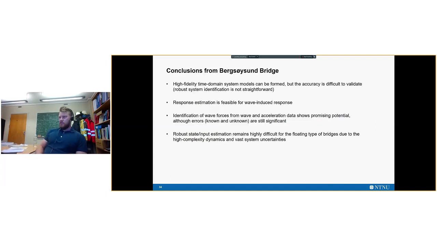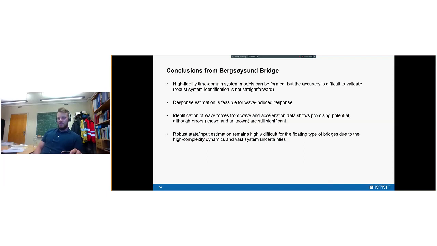So our conclusions from the Bergsøysundbrua bridge are that time domain models can be formed, but the accuracy is very difficult to validate, because a system identification on a floating type of bridge has proven to be very challenging. The full field response estimation is quite feasible for the wave-induced response.